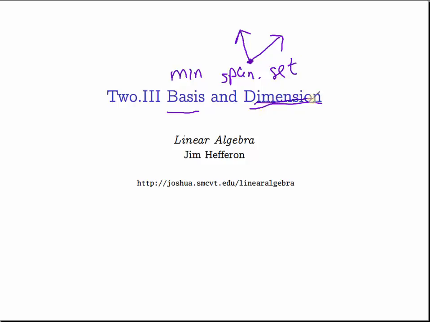Dimension, on the other hand, can be identified as the number of vectors in the basis. This is in accordance with our intuitive notion of dimension, that this plane here has two dimensions, and that's the number of vectors in this minimal spanning set. So we'll get into these ideas a little more in subsequent slides.